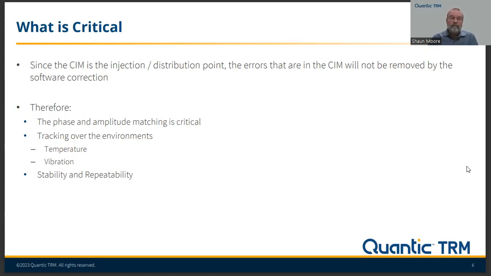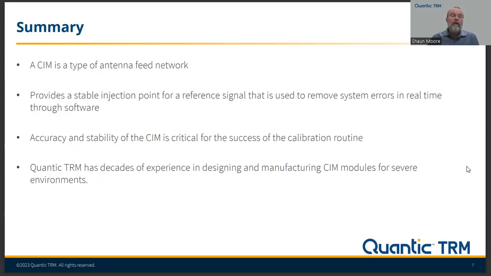Well, excellent. And certainly I'd like to hear a little bit more about some of the differentiators that Quantic TRM brings to the table here. But before that, maybe you could summarize this presentation a little bit. Sure, absolutely. So really, to summarize, a SIM is a type of antenna feed network.